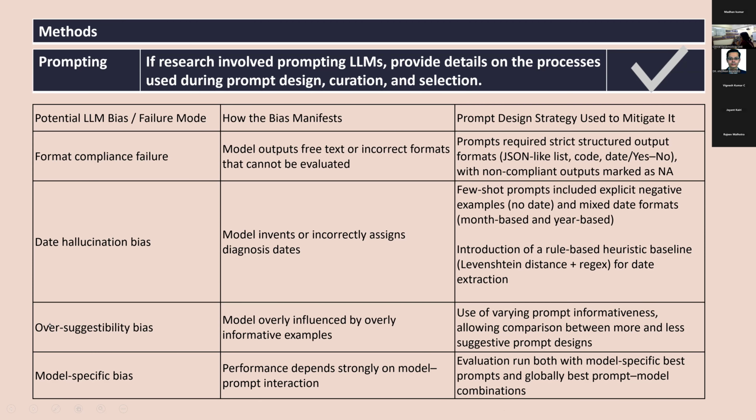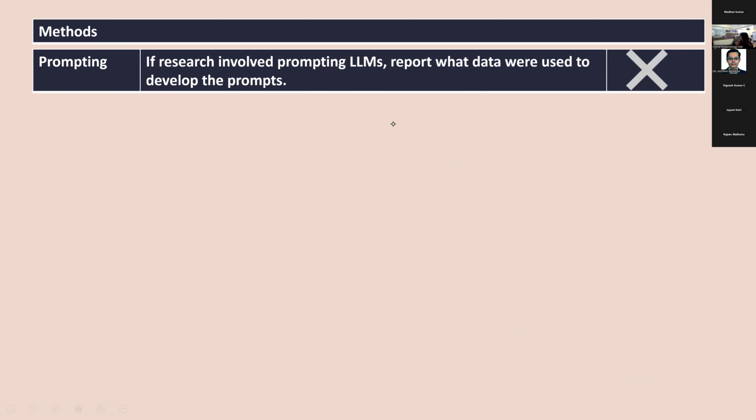Then over-suggestibility bias is influenced by overly informative examples. So they have varied the prompt informativeness to allow comparison between more or less suggestive prompt designs. And model-specific bias depends strongly on the model-prompt interaction. So for that, the text has been run with both local models and the globally best prompt-model combination. So basically, they have stated all the processes used during the prompt design and curation. So if research involved prompting LLMs, report on what data were used to develop the prompts. The data used for generating all of this is not explicitly described.